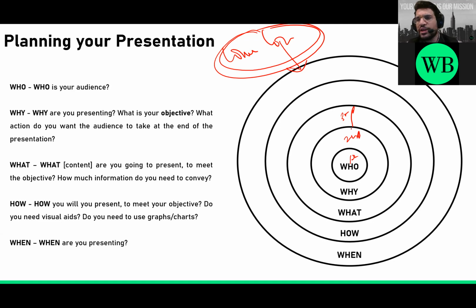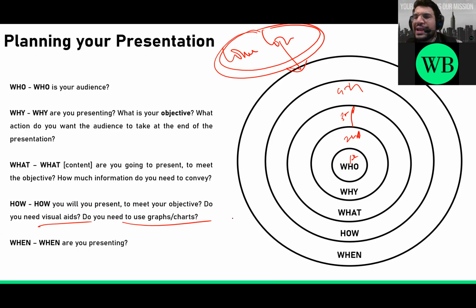Right? So once I'm clear of the who, once I'm clear on the objective, what content should I put in this presentation? Once you're clear broadly on what the content is that you need to put in your presentation, then the next thing you think of, now how should I put that content across, right, to meet my objectives? Do I need visual aids? Do I need graphs, charts, visuals? What do I need to do so that my objective is met? And then of course the last thing that you need to think of, which is not as important as these first four, is when are you presenting, where are you presenting? So you can also give that some thought, right?